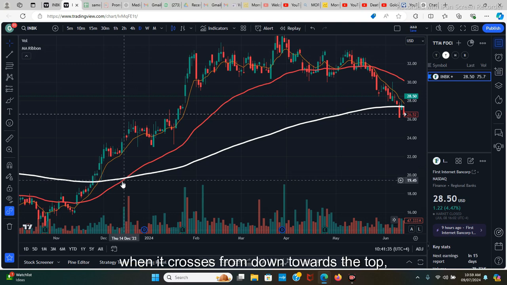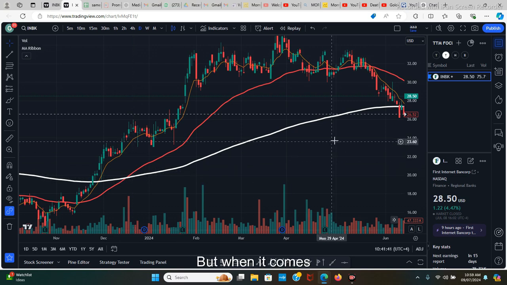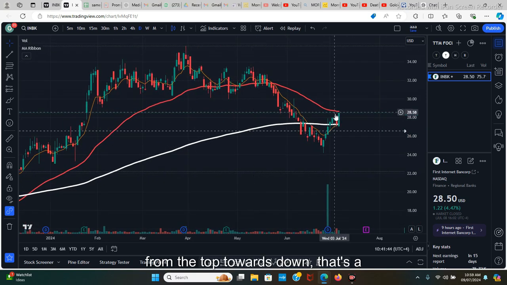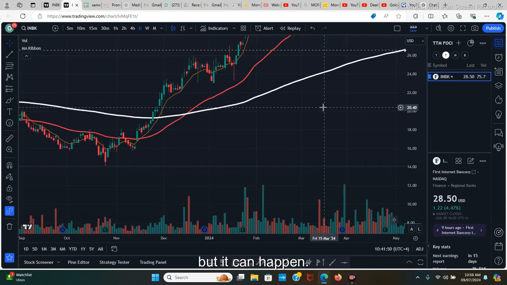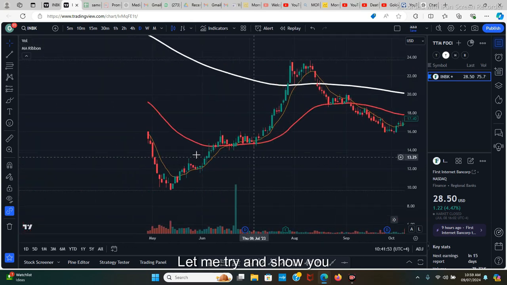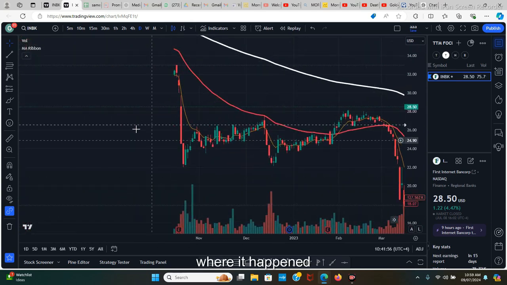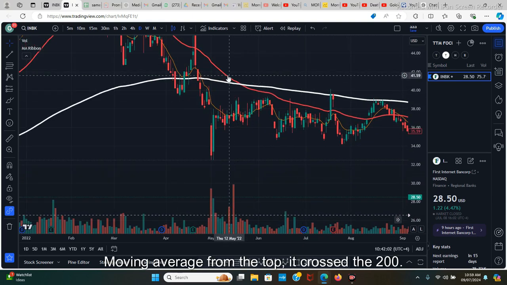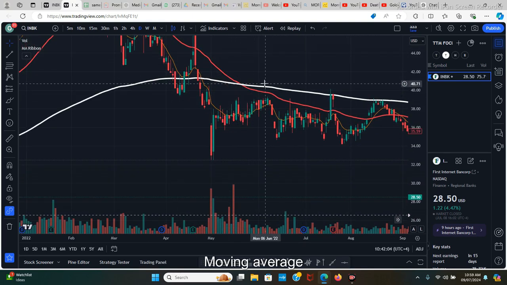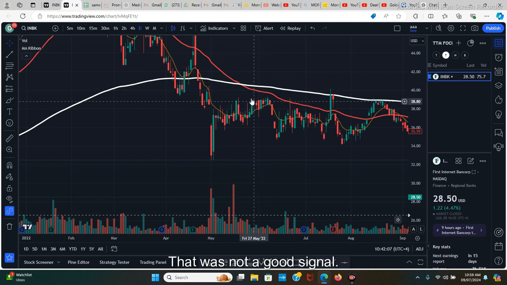When it crosses from down towards the top, it's bullish, which is a good sign. But when it crosses from the top towards down, that's bearish, not a good signal. It has not happened yet, but it can happen. Let me try and show you where it happened. Here, the 50 period moving average crossed the 200 period moving average from top towards the bottom. That was not a good signal.